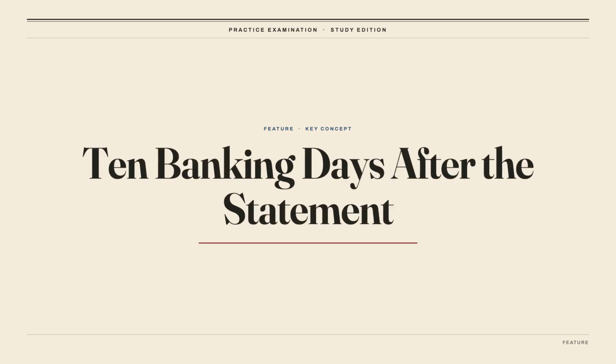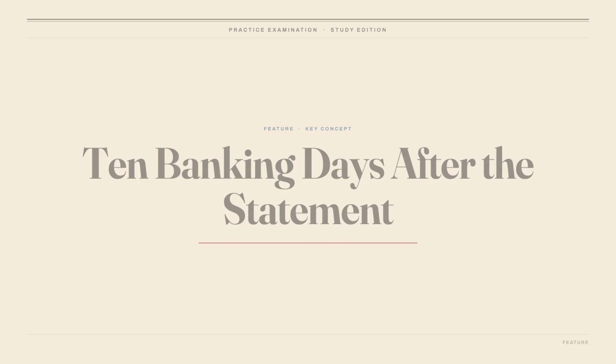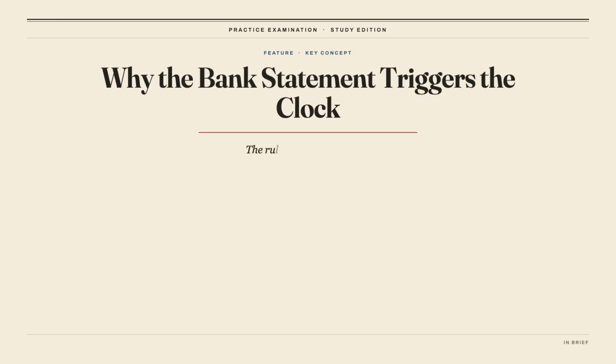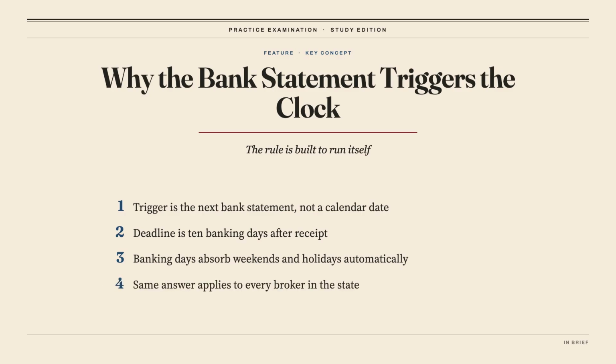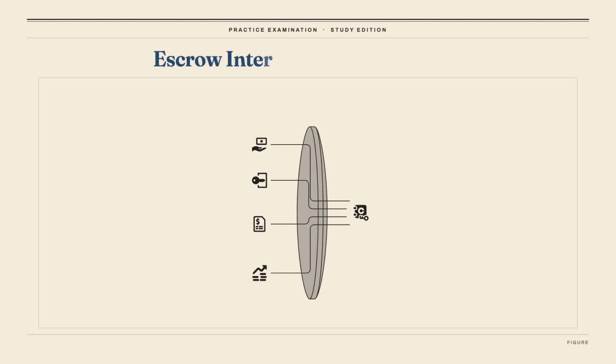Interest on escrow money belongs to the client, not the broker, and Missouri does not let a broker decide when to release it. The Commission's escrow rule ties the deadline to an event no broker controls. The rule requires interest to be disbursed no later than 10 banking days after the next statement arrives. That statement tells the broker exactly how much accrued, so the obligation is self-executing, and banking days remove any need to interpret weekends or holidays.